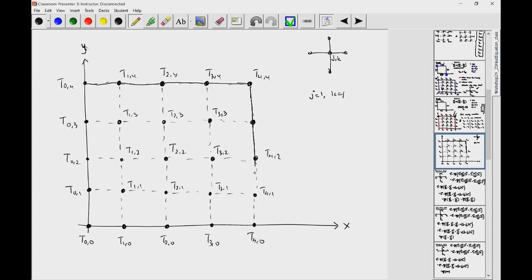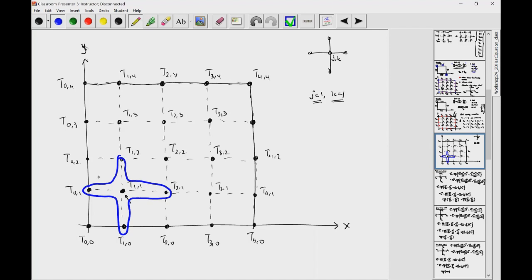Let's not confuse it. And you have the 9 points in the middle, okay? So from here, if you want to apply it at J1, K1, you know that J1 and K1 is referring to this point over here. Okay, so when we apply our stencil to this point, it means that in your Crank-Nicholson equation, you are going to involve this set of 5 points.